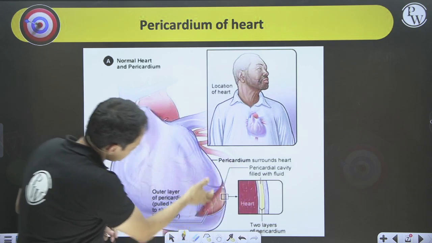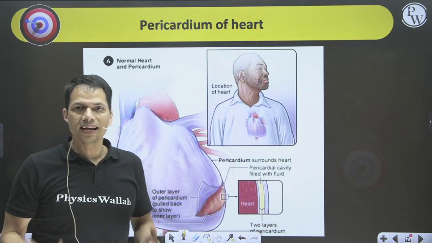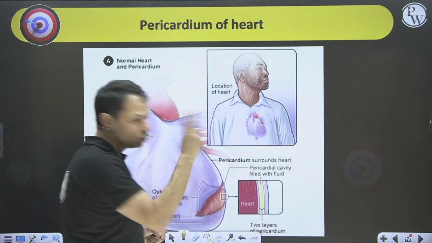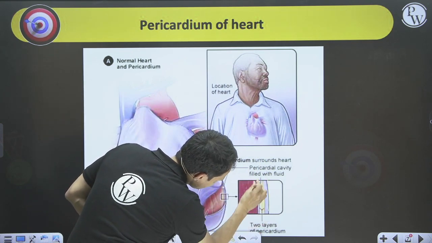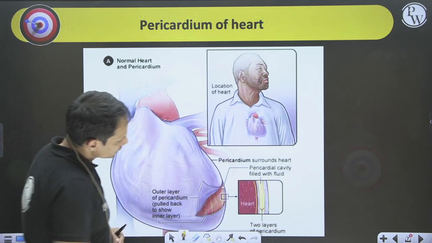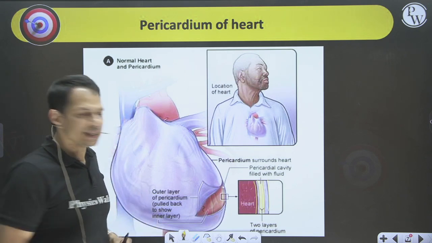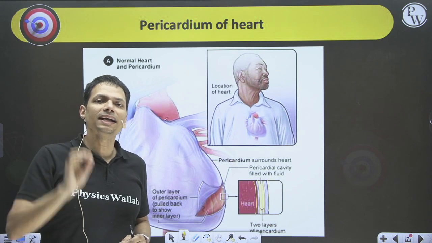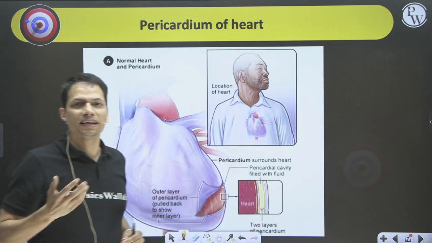Now, this pericardium, the outside bag within which the heart is present, is basically made up of two layers. We can see this is the outer pericardial layer, this is the inner pericardial layer. Between the two pericardial layers, there is a space which is filled with pericardial fluid.